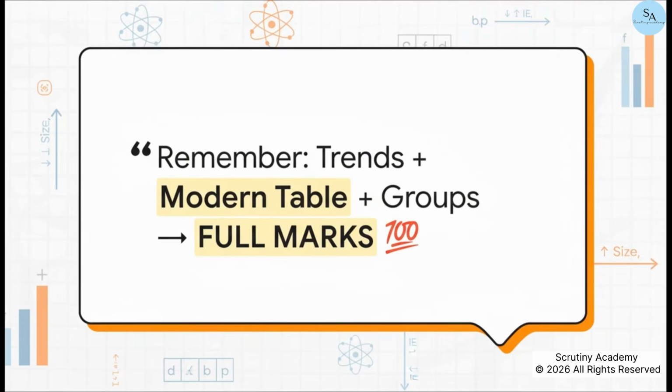So what's the ultimate takeaway here? Honestly, if you can master the periodic trends, really understand the structure of the modern table, and know your key groups, you are absolutely golden. You're gonna ace this. You've got it.